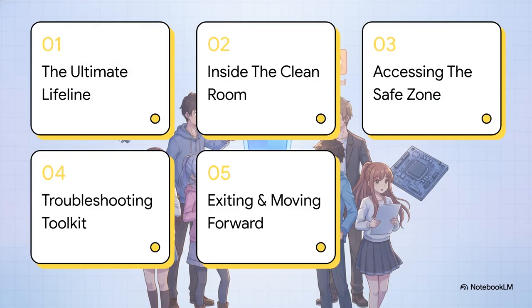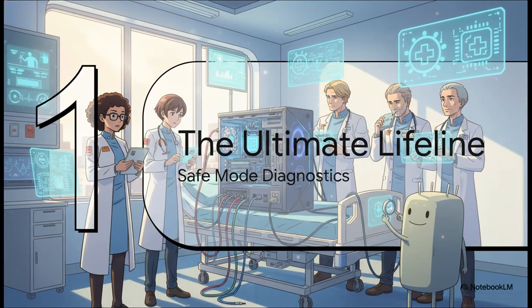All right, here is our quick roadmap for today. We're going to cover Section 1, the ultimate troubleshooting lifeline, Section 2, inside the clean room, Section 3, accessing the safe zone, Section 4, your troubleshooting toolkit, and finally, Section 5, exiting and moving forward. Let's get into it. Section 1, the ultimate troubleshooting lifeline.